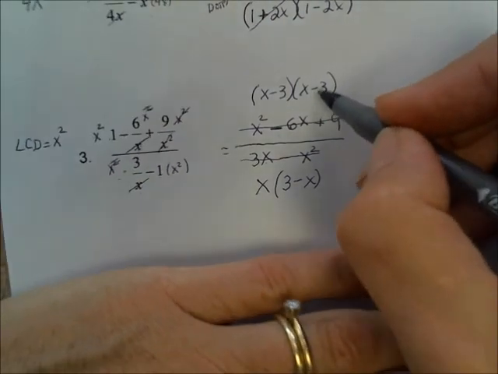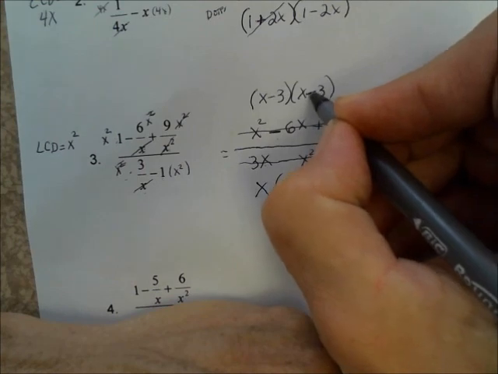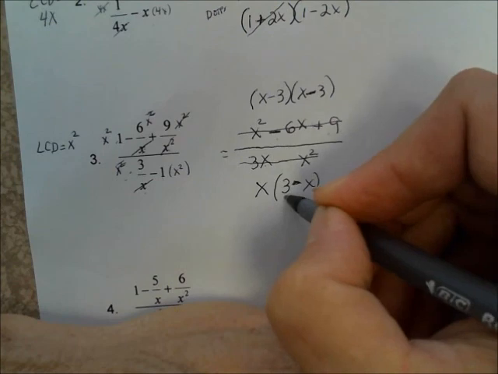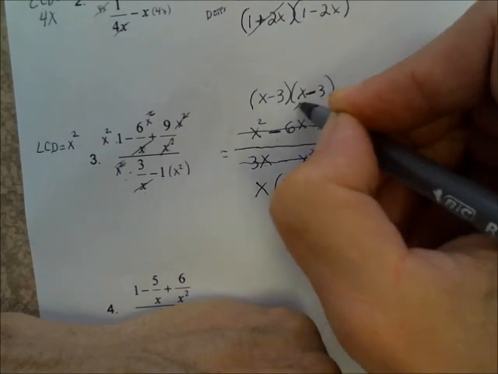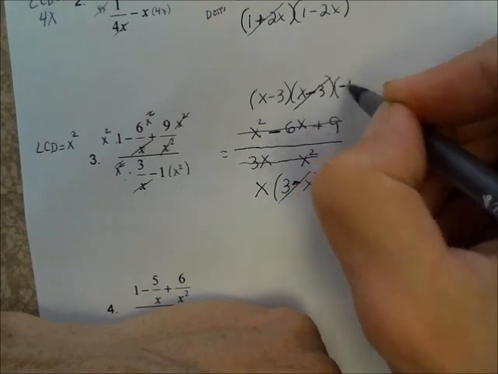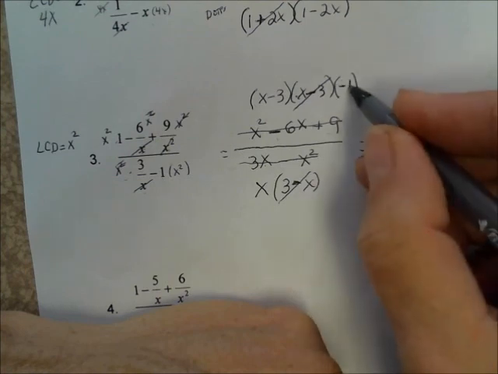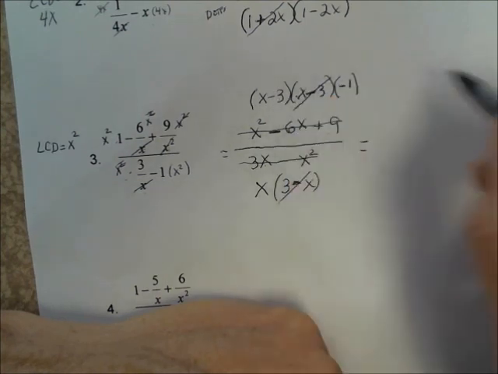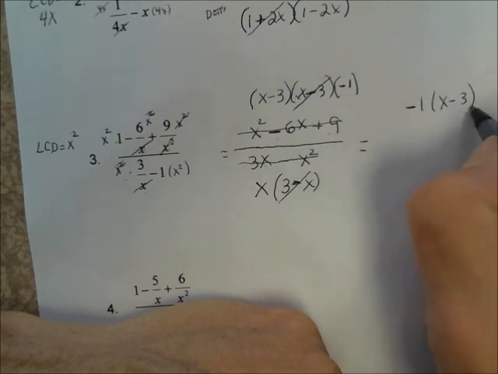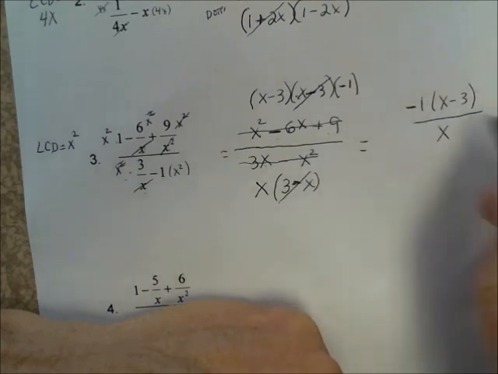Now what we have is an x minus 3 on the top and a 3 minus x on the bottom. Remember, when they're in the opposite positions during a subtraction, you do cancel them, but you cancel them out to a negative 1 because in the opposite position they're subtracted. So you can write the answer as negative 1 times x minus 3, all over the x. The x didn't cancel. You can write that and leave it like that.